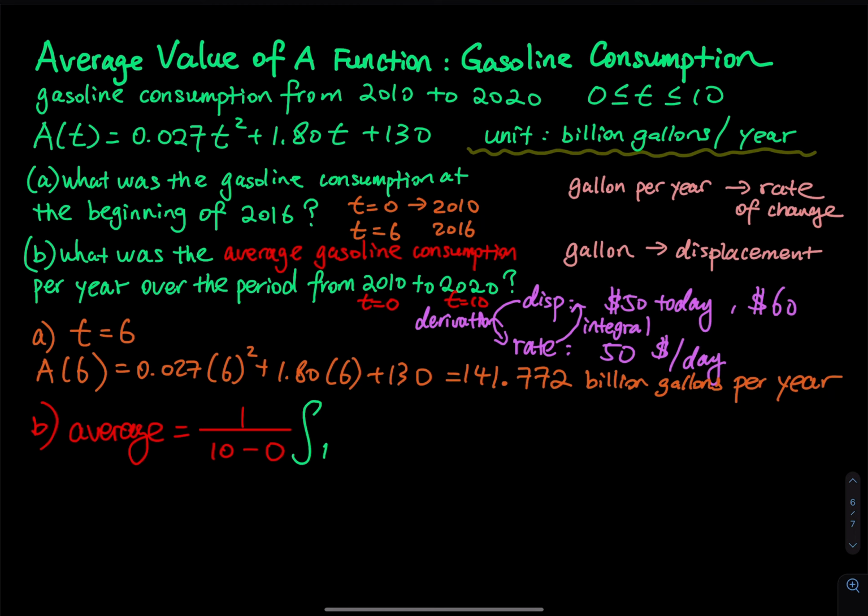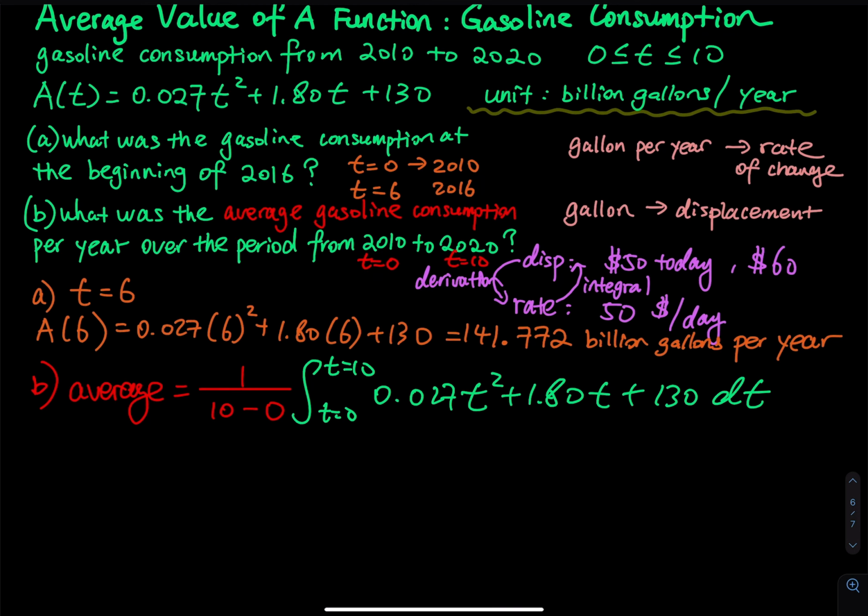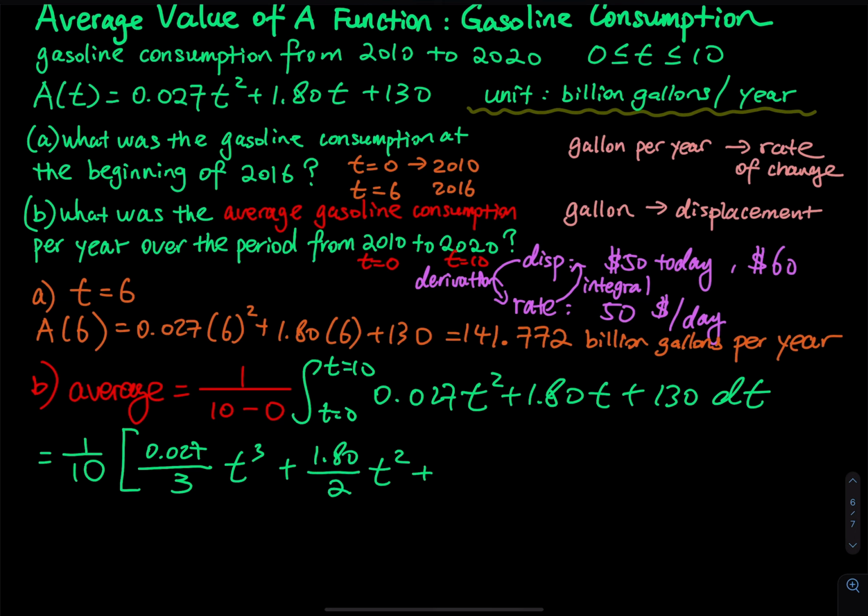So integral from t equals 0 to t equals 10 of 0.027 t squared plus 1.80 t plus 130 dt. Okay, and then this is equal to 1 over 10, right? And then the integral, okay, let's see. So you have t to the third power, 0.027 divided by 3, plus t squared, 1.80 divided by 2, plus 130t, and then close the square bracket such that t goes from 0 to 10. And then you plug in the 10, you plug in the 0.